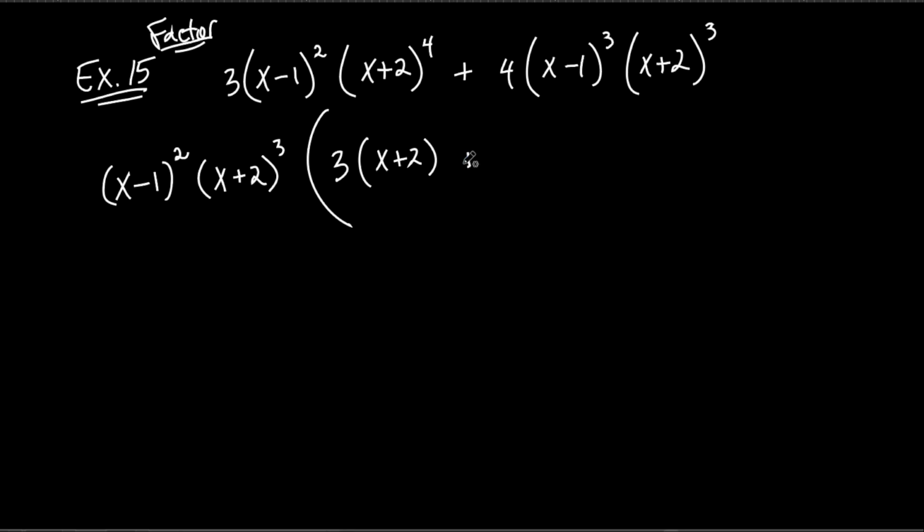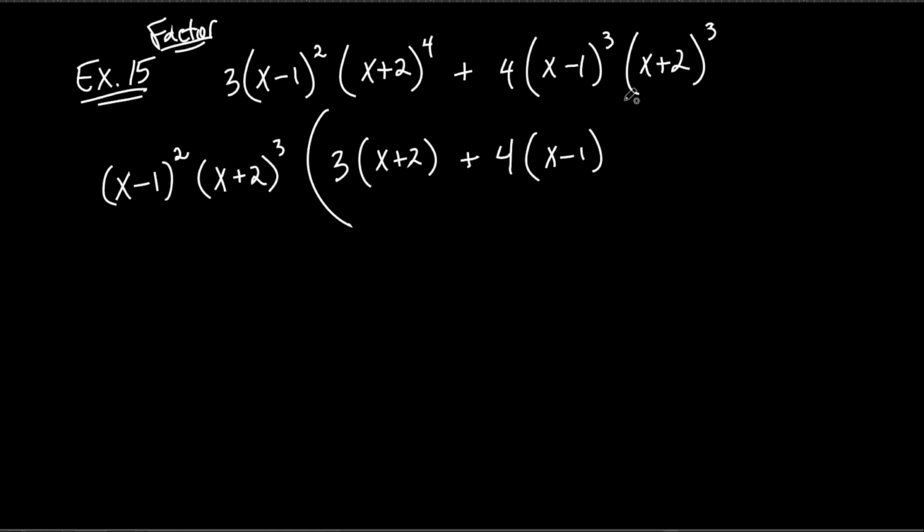Let's do another one. Plus. Now, I didn't pull anything out for the 4, so I just keep the 4 there. What about the x minus 1 cubed? What did I take out of it? What did I divide out of it? An x minus 1 squared. So what's x minus 1 cubed divided by x minus 1 squared? It's just x minus 1.